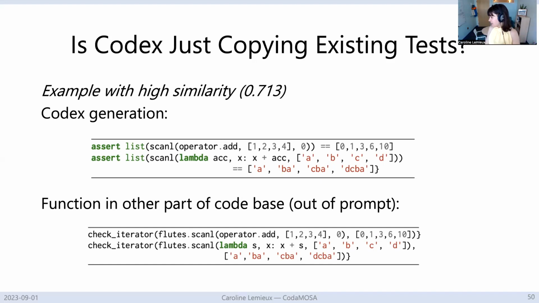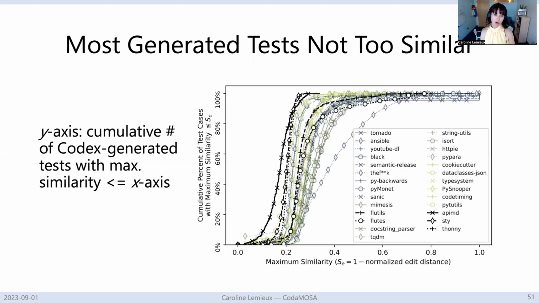But let's look at this a little more systematically. So what I did is for all the Codex generations, I took their maximum similarity compared to some function in the code base outside of the prompt. So for this example, the max similarity is 0.7. And then I plotted that per benchmark. So here what we see is the y-axis is the cumulative percent of test cases with maximum similarity less than the x-axis. And each line is for each project.